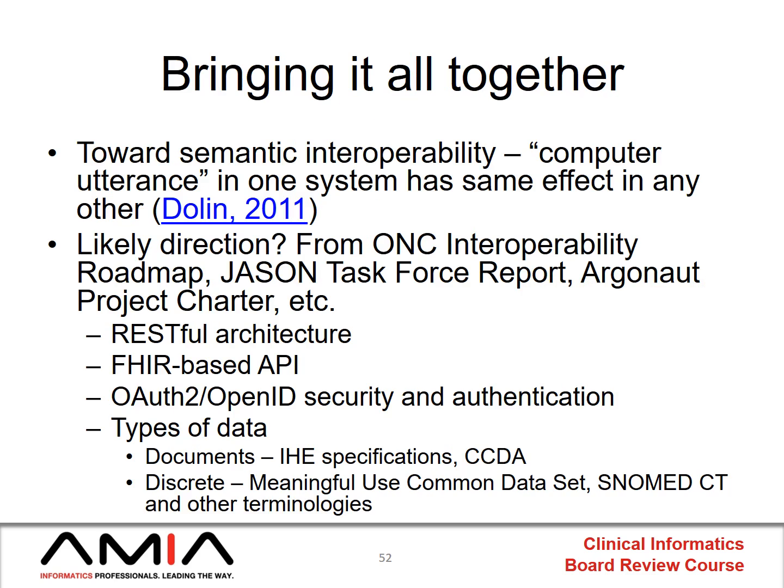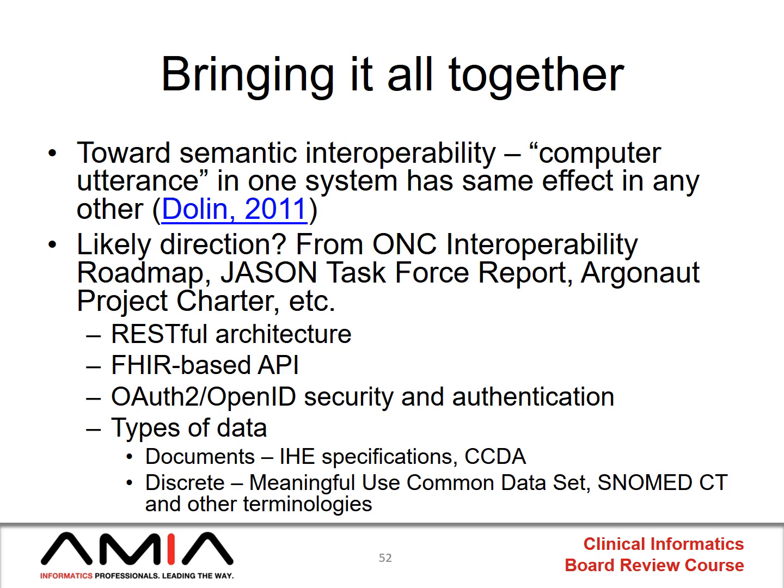We've presented a lot of different standards in these lectures, and how do we bring it all together? Remember that what we're ultimately aiming for is semantic interoperability. Perhaps a good definition of this is that any computer utterance in one computer system has the same effect in another. What is the likely direction that we will go? Well, the ONC Interoperability Roadmap, the JASON Task Force Report, the Argonaut Project, and so forth have laid out a clear path, and this is being followed by ONC and others.